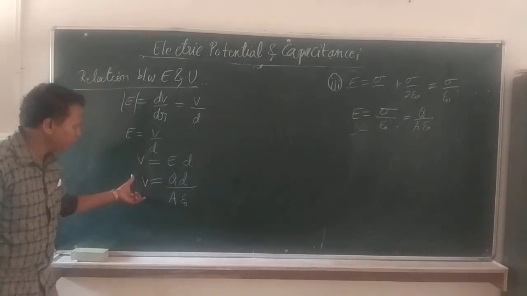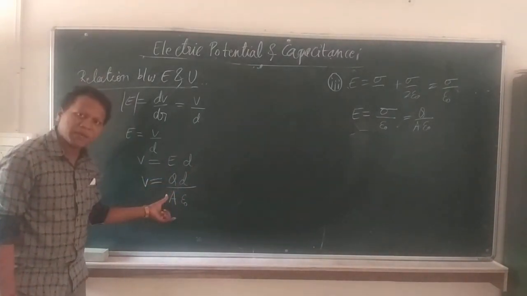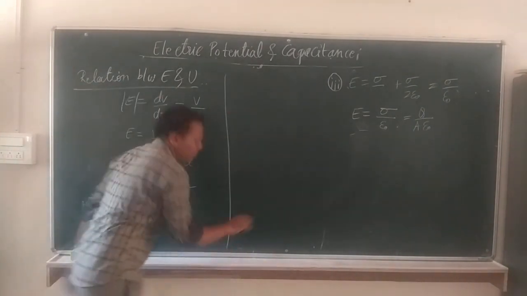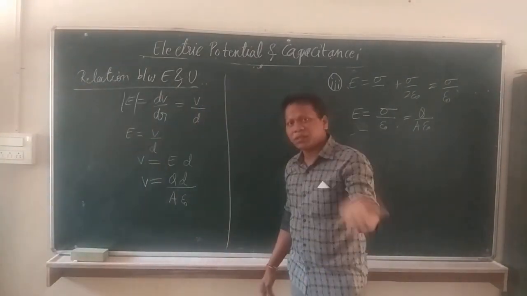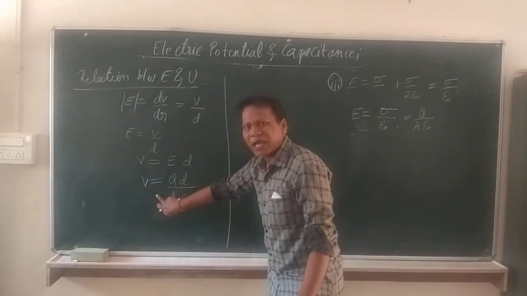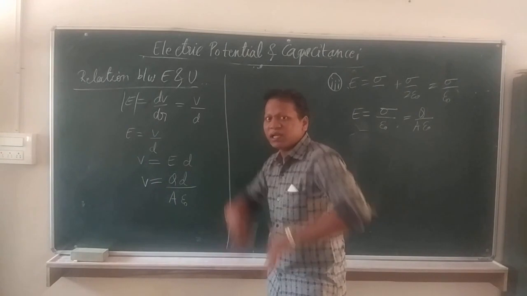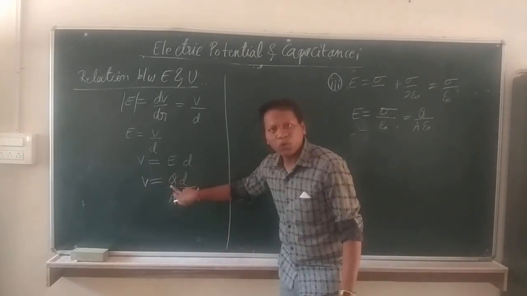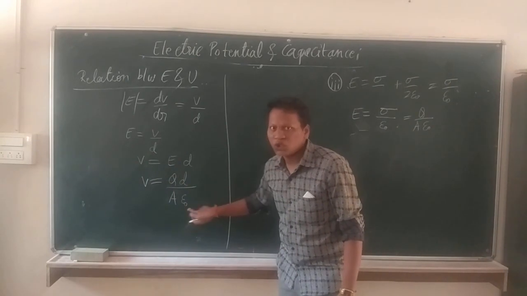So I have the formula V is equal to Q into D divided by A into epsilon naught. Are you getting the formula? If not, pause the video, play it back and get into the action. Now I will modify the term so that I can get my required form. What I have here is V equal to Q into D divided by A into epsilon naught.